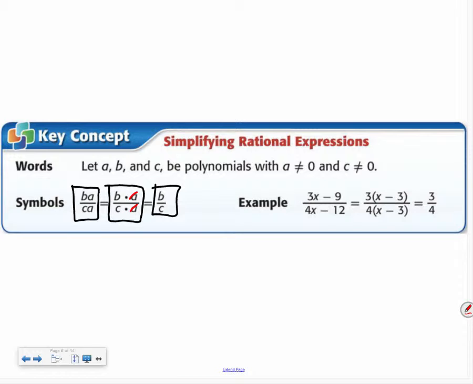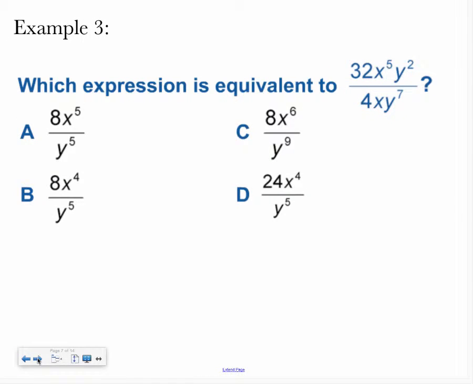So if we look over here, we have 3x minus 9 over 4x minus 12. Well, there is a number that we can pull out of each of these. If we look at the top, we can pull out a 3, and then we're left with 3 times the quantity of x minus 3. And down below, we can pull out a 4, and we're left with 4 times the quantity of x minus 3. Our x minus 3's cancel, and we're left with 3/4. Okay, so that's what we're going to look at in our next example.